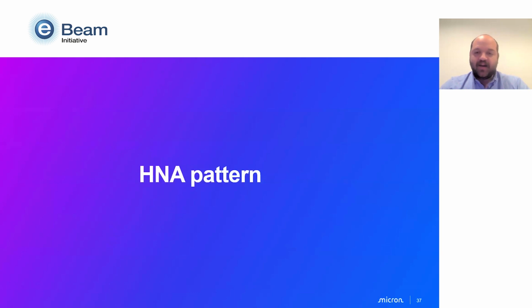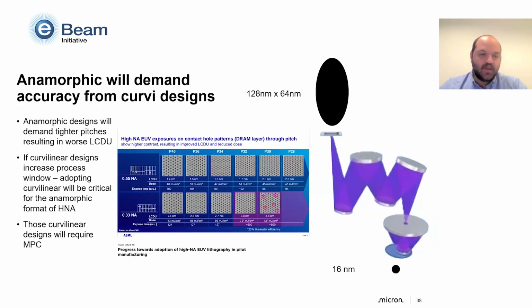Finally, we'll do a very quick forward look at high NA patterns and the demands that they will have for the mask maker. So anamorphic will demand accuracy from curvilinear designs. There will be tighter pitches, which will result in worse LCDU. If curvilinear design increases process window, adopting curvilinear will be critical for the anamorphic format of high-NA. Those curvilinear designs will require MPC.